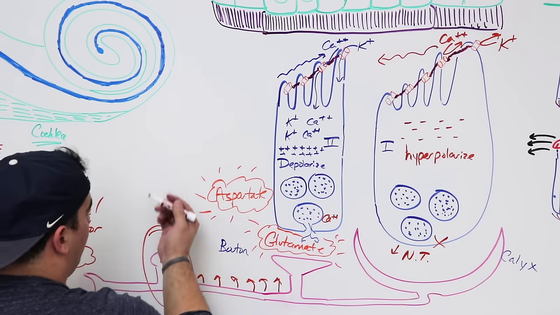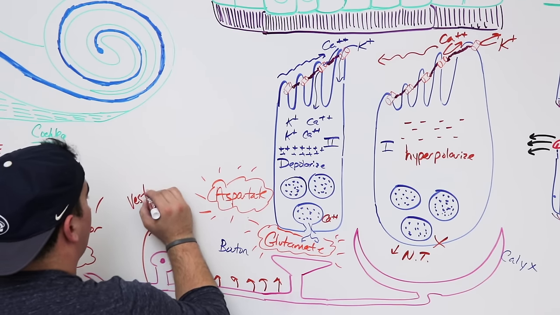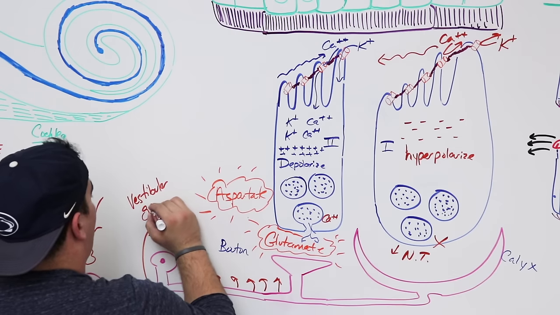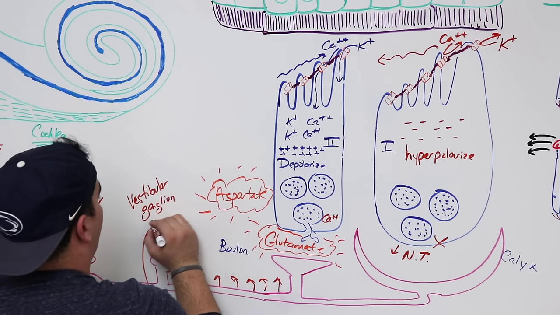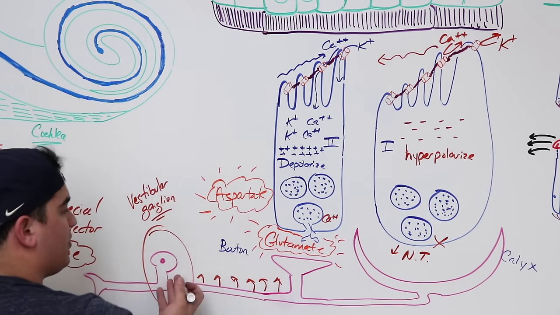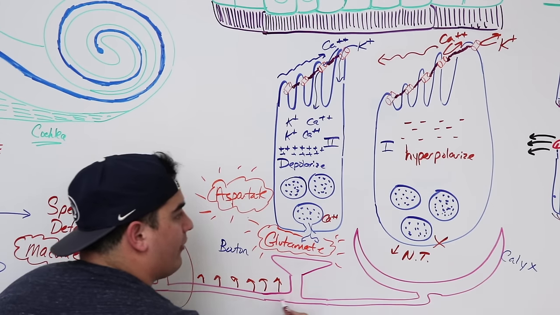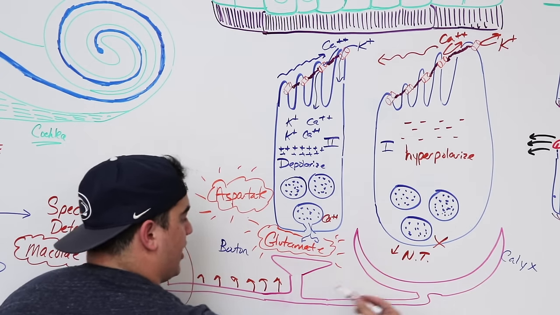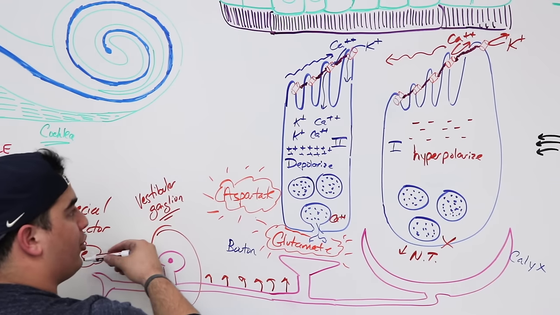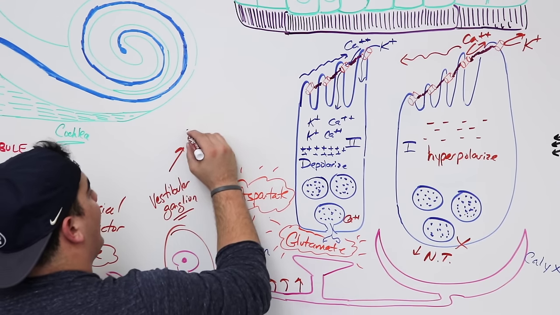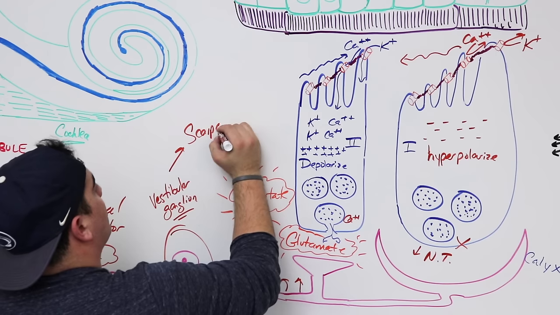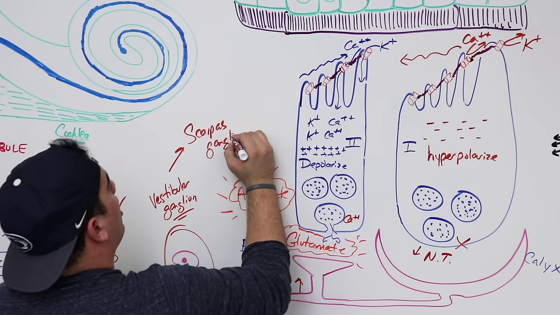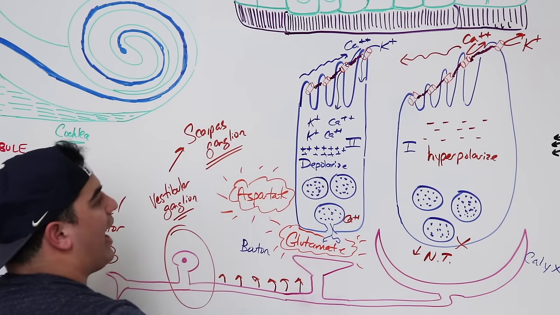And this ganglia is actually called the vestibular ganglion. If you remember from the cochlea, we had the spiral ganglion. Well, this one's called the vestibular ganglion. The peripheral processes are going out to the hair cells, and the central processes are going into the central nervous system. Another name for this ganglia is Scarpa's ganglion. We'll talk about this more in the vestibular pathway.